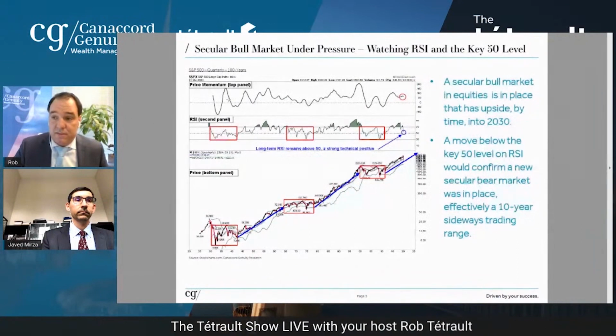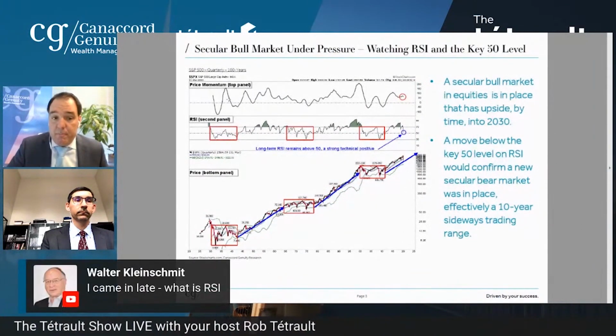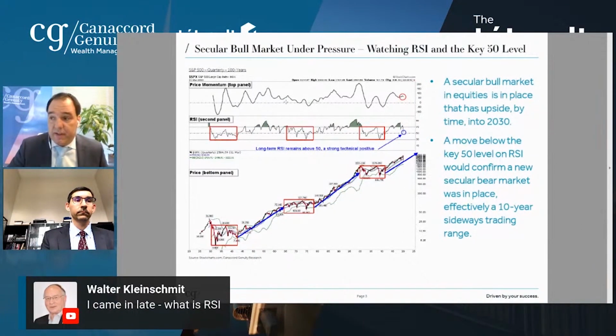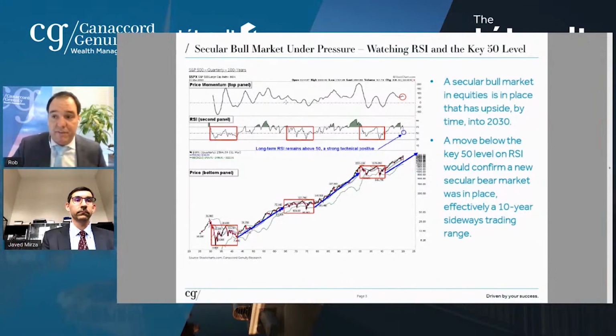So Walter, it's relative strength index, to answer your question. The RSI is relative strength index. Price momentum, the price momentum. Do you have a quick second to explain the top panel here, price momentum?